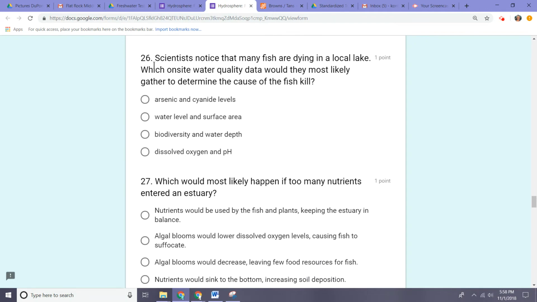Number 26. Scientists notice that many fish are dying in a local lake. Which on-site water quality data would they most likely gather to determine the cause of the fish kill? Arsenic and cyanide levels, water level and surface area, biodiversity and water depth, dissolved oxygen and pH.